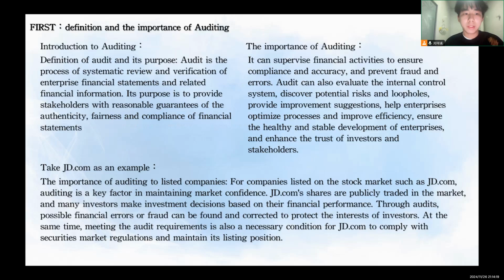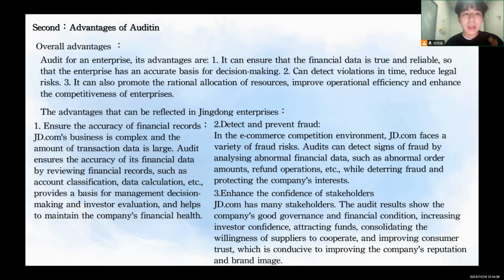Taking Jingdong as an example, auditing is crucial for listed companies, and it helps maintain market confidence, protect the investors' interest, and it's also a necessary condition for companies to comply with the securities laws and regulations, and maintain their listing status. And the overall advantage of the auditing and the advantage embodied by the Jingdong enterprise.